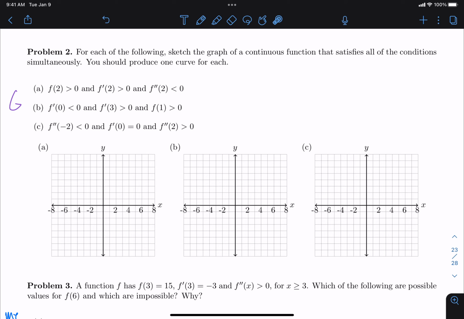Well, this one looks great. The second one, what do they say? They tell us f of 1 needs to be positive. So what that means is that when the x value is 1, that's right. And then what do they say? F of 0 is less than 0. That means at 0 we need to be going down. And then f prime of 3 is larger than 0.